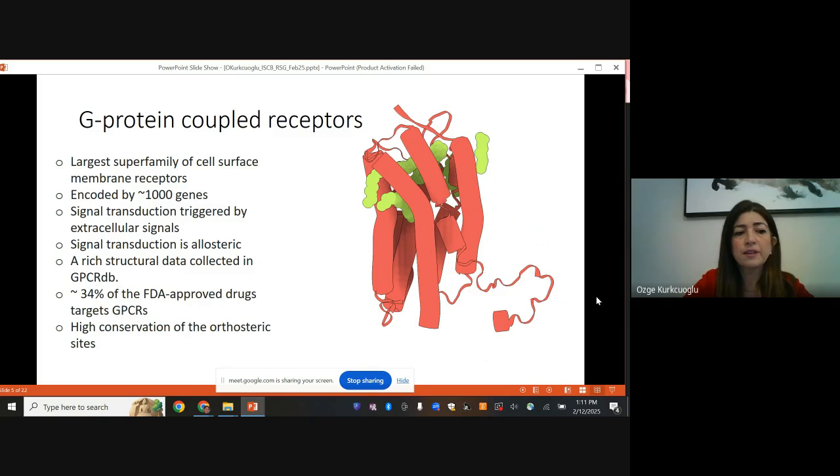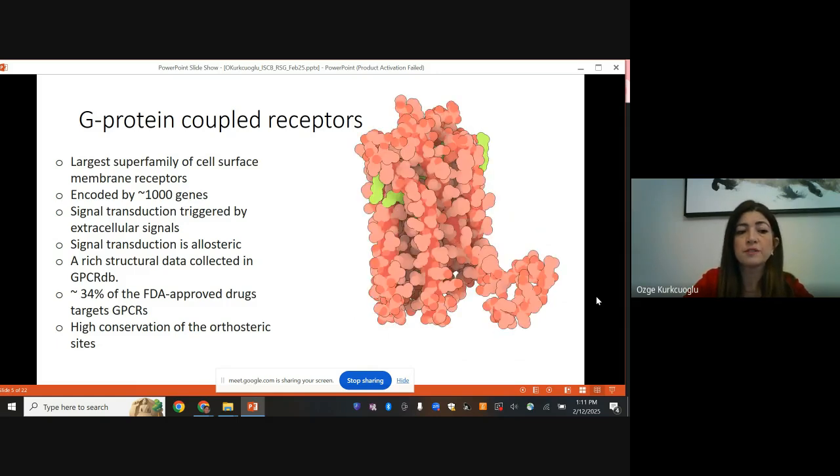GPCRs constitute the largest superfamily of cell surface membrane receptors. They are encoded by approximately 1,000 genes, and they share a conserved 7 transmembrane helices connected by intracellular and extracellular loops, which, by the way, are highly flexible for functional reasons. And they are at the center of the signal transduction vital for the cellular activities, and are triggered by a variety of ligands, such as ions, photons, neurotransmitters, hormones, peptides, etc.